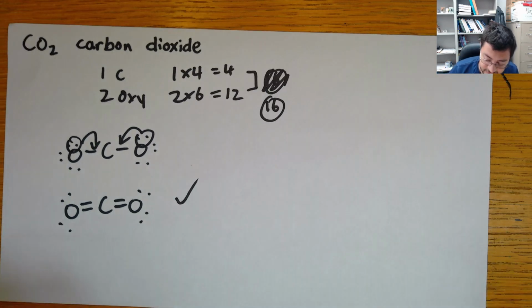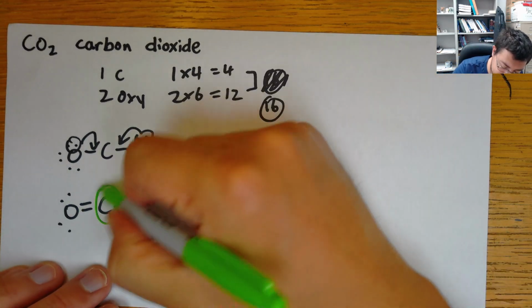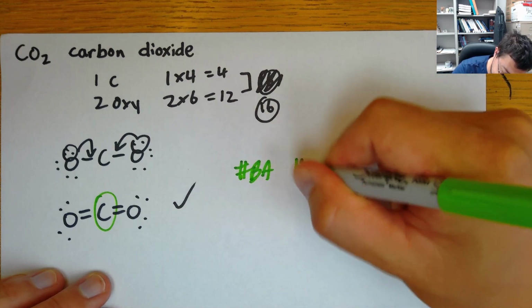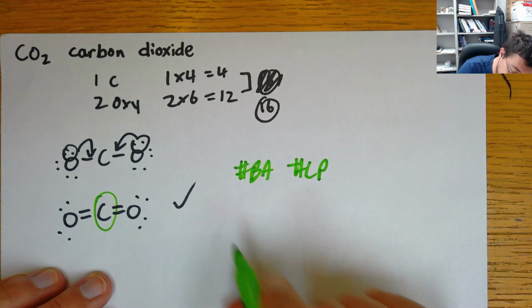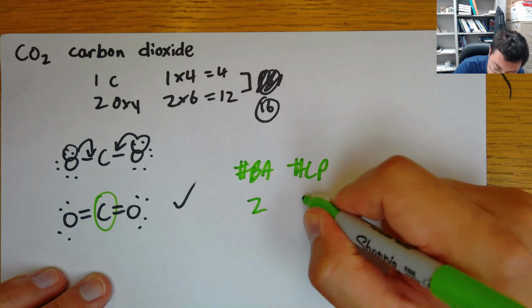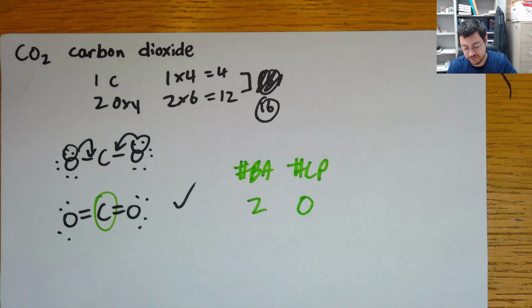And then lastly, carbon dioxide, central atom. All right, we got 2 bonded atoms, the 2 oxygens, and we have no lone pairs on the carbon. So this is what I would call a 2-0 structure. All right, let's make sense of all of these numbers.